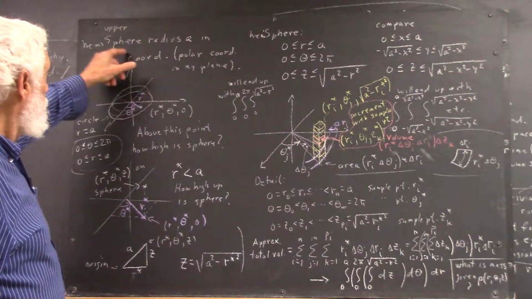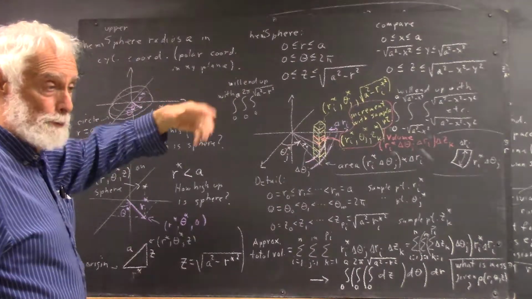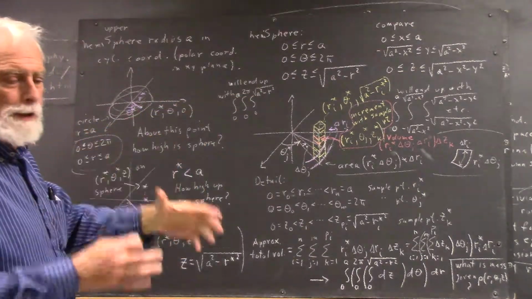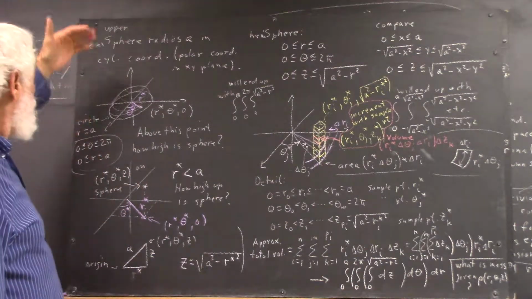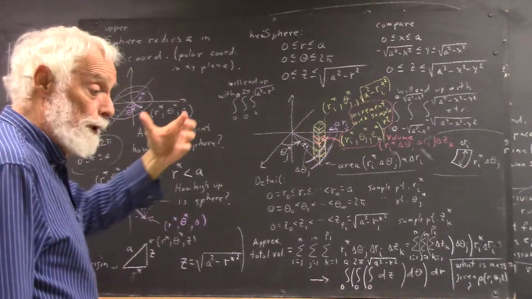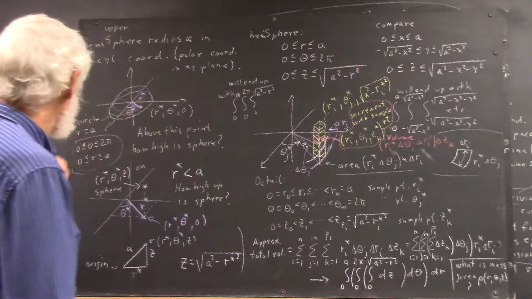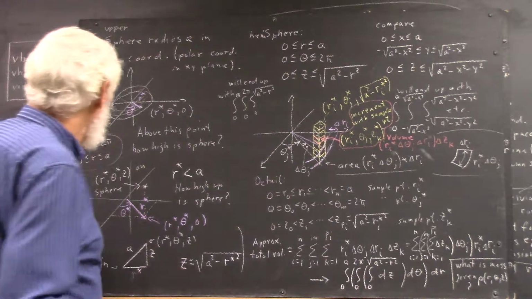We want to look at the upper hemisphere of radius a in cylindrical coordinates and look at what we would have to do, say, to integrate and find its volume or its mass or whatever. We want to see how we break this thing down in terms of our polar coordinates by partitioning, etc. Well, let's just start with a little bit of an overview.